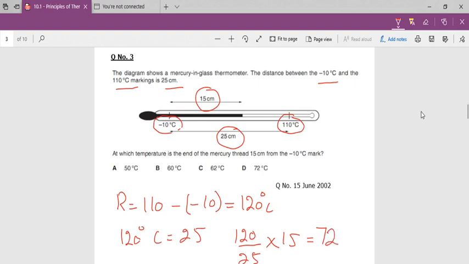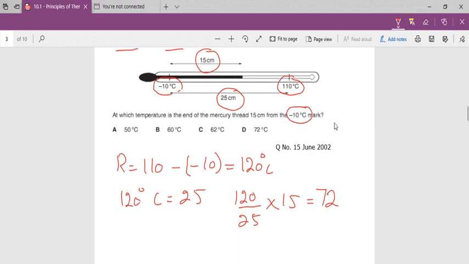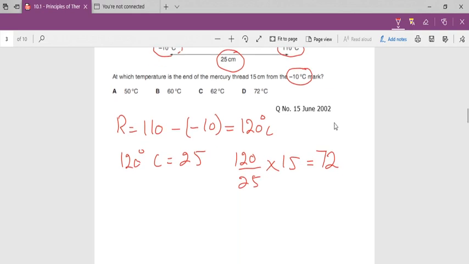As we know, he is saying that it is from minus 10 degrees centigrade. So 72 will not be the answer, because he is saying that it is from minus 10 degrees centigrade. So 72 minus 10 is equal to 62 degrees centigrade. The correct answer for this question will be this one. What is the reason? The reason is this: he is saying to start from minus 10 degrees centigrade. So whatever answer we calculate after all these calculations, we will add it to minus 10.